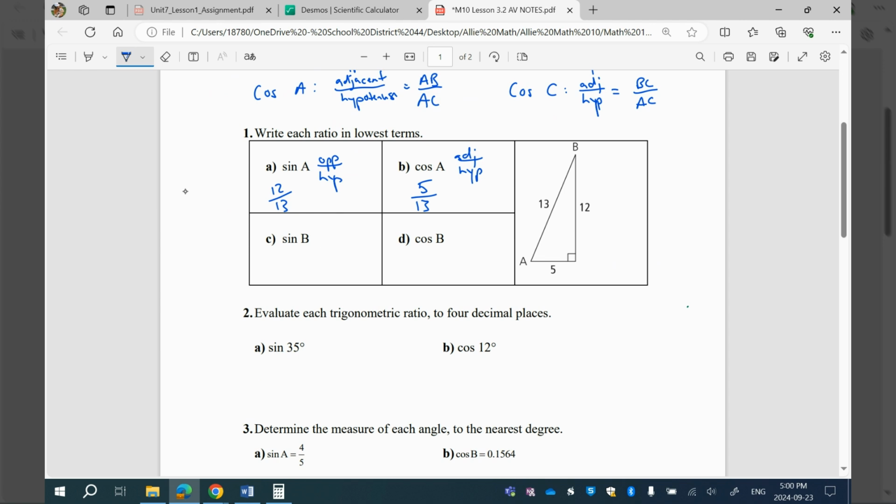Next, if we're looking from reference angle B, sine is going to be our opposite over our hypotenuse, 5 over 13. And our cosine B is going to be our adjacent side now. It's touching the angle, but it's not the hypotenuse. So 12 over the hypotenuse, which doesn't change, so still 13. And one thing I want to point out here is that the co in cosine means complement.